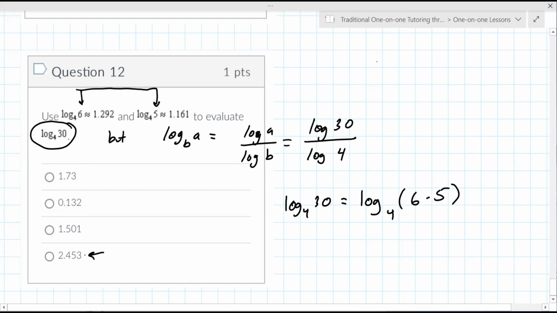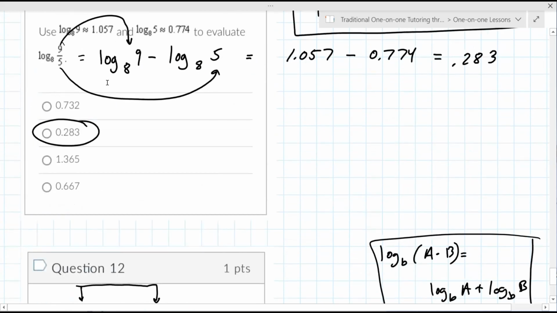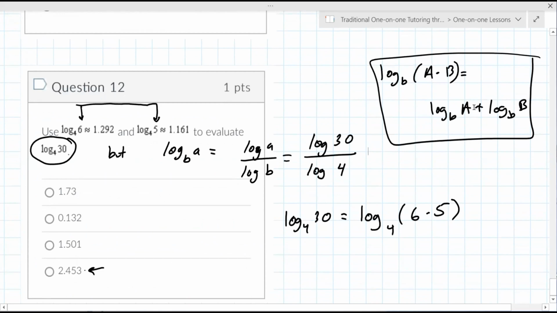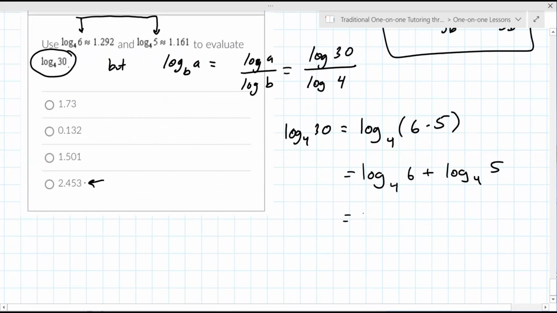So there's this property that says if you have log base b of a times b, this is the other one to write down, it's log base b of a plus log base b of b. So notice that in the previous problem, when you are dividing, it turns into subtraction. And when you're multiplying, it turns into addition. Okay, so that's just another formula to write down. So this is log base 4 of 6 plus log base 4 of 5. So if we go to our givens, log base 4 of 6 is 1.292, log base 4 of 5 is 1.161, and do those add up to 2.453? It sure looks like they do.